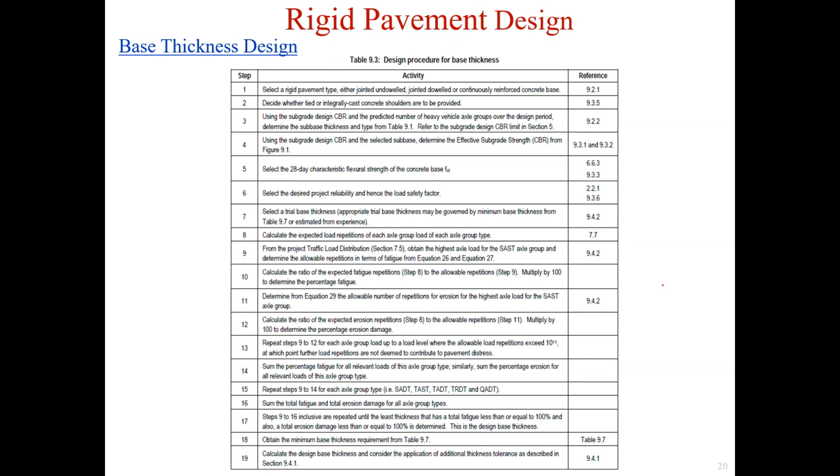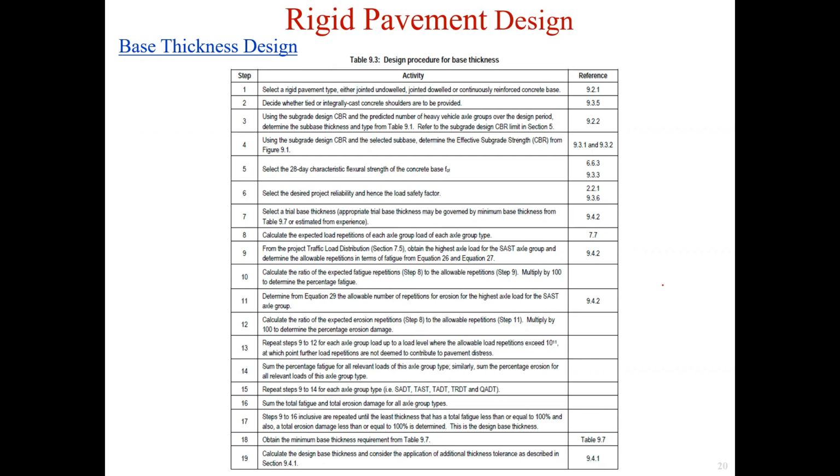Step 9 to 12 will be repeated for each actual group load up to a load level where the allowable load repetitions exceed 10. Afterwards, we sum the percentage of fatigue for all relevant loads of this actual group and the percentage of erosion for all relevant loads of this actual group. Step 9 to 14 will be repeated for each actual group type. Step 16 is to sum the total fatigue and erosion damage for all actual group types.